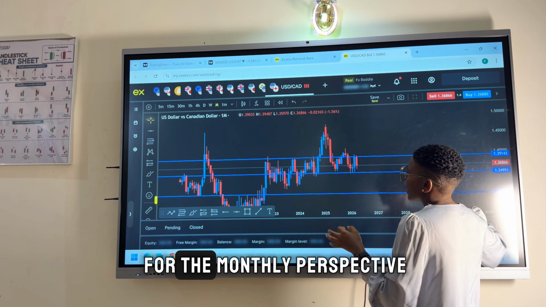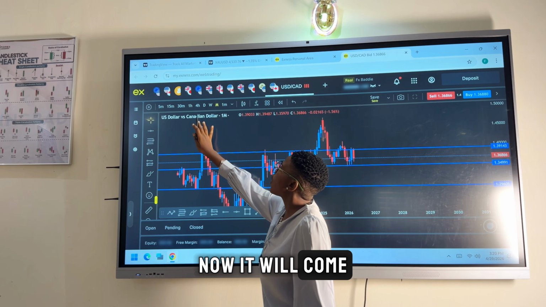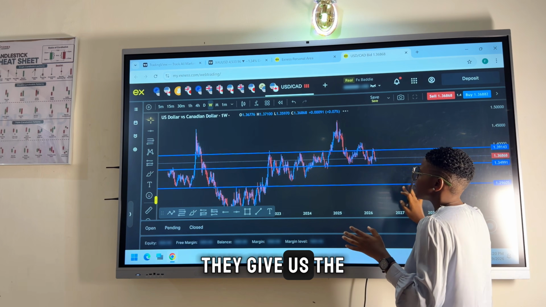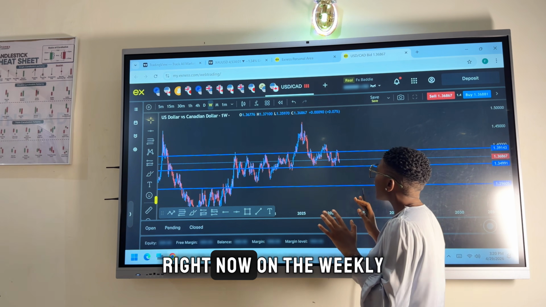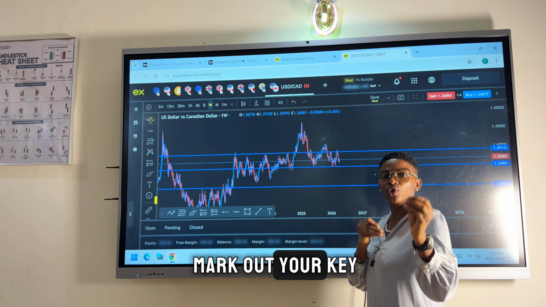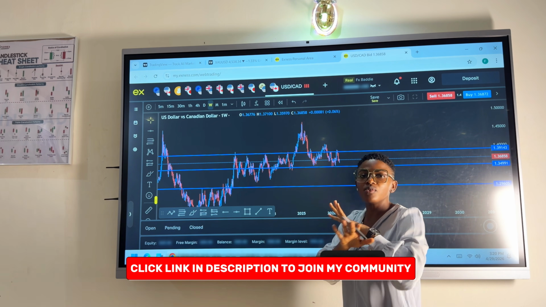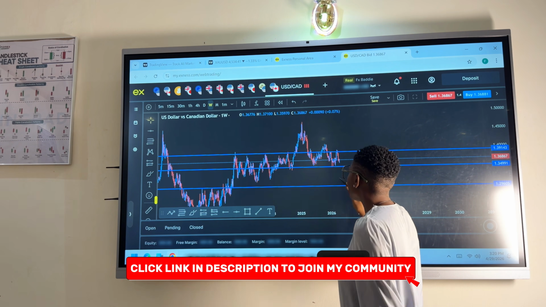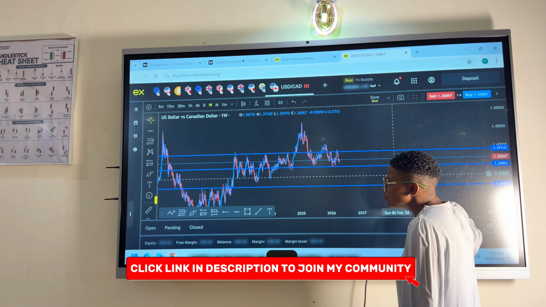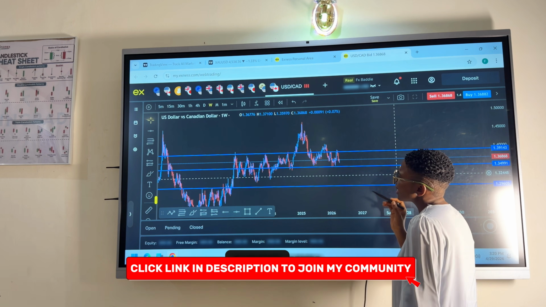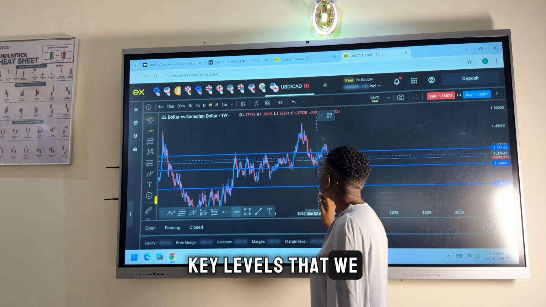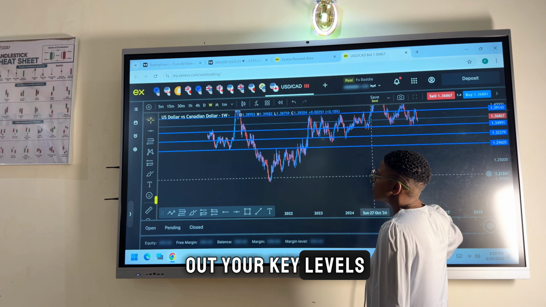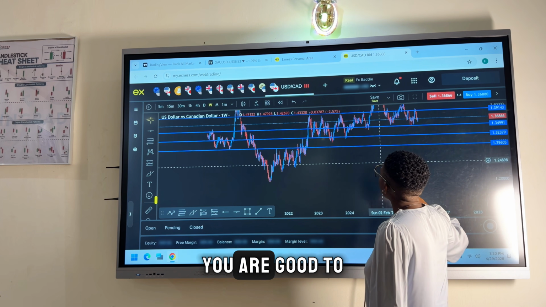So this is it for the monthly perspective. Now it will come down to the weekly. Same thing, weekly and the monthly, they give us the same view, right? Now on the weekly, you still want to mark out your key levels. On the weekly time frame, we don't place entries there. It's for swing traders, but we are day traders, so we are just checking out for other key levels that we did not see on the monthly. So when you mark out your key levels on the weekly, you are good to go.